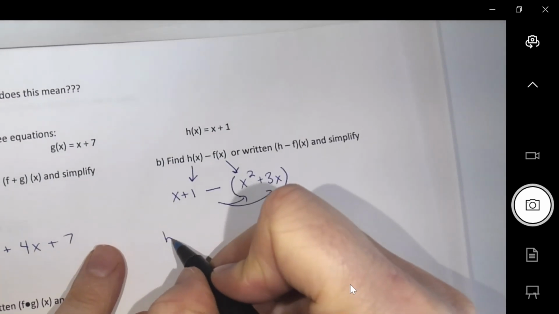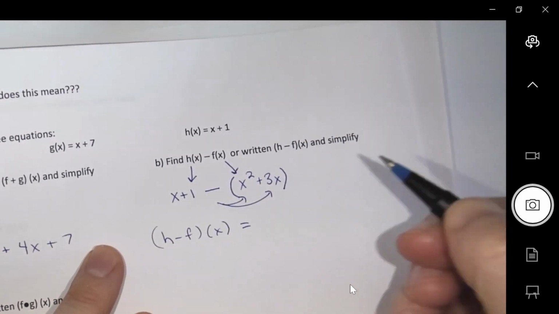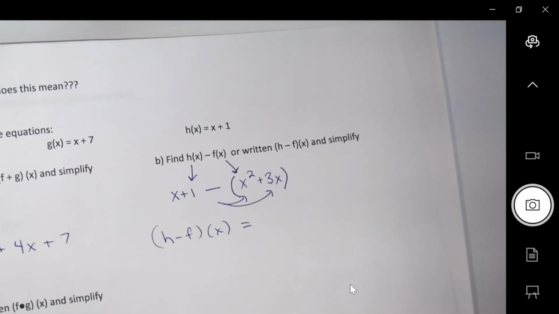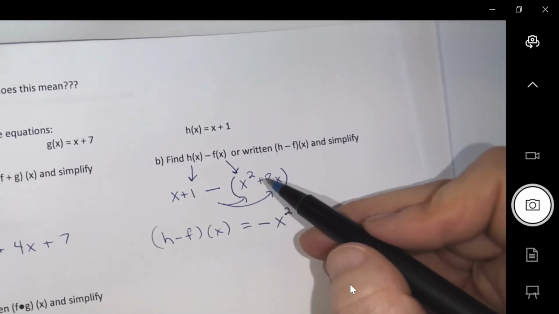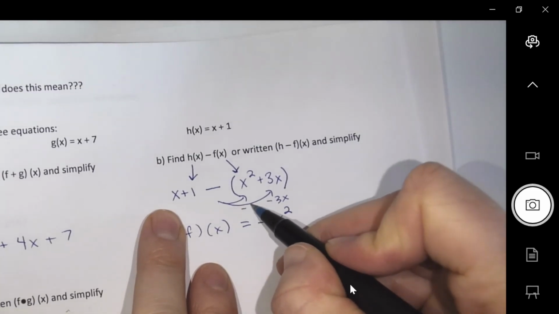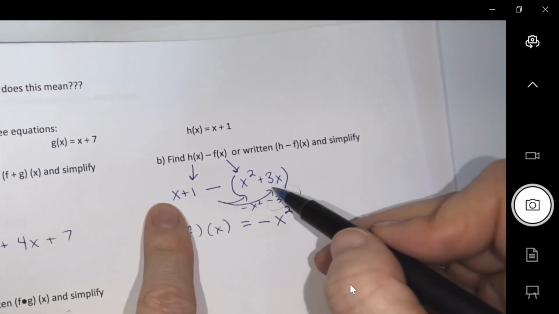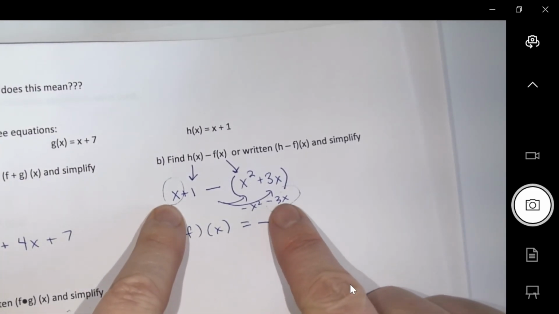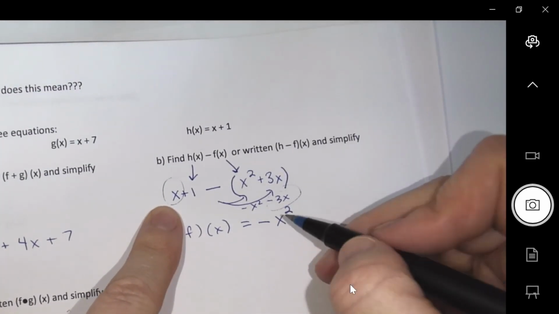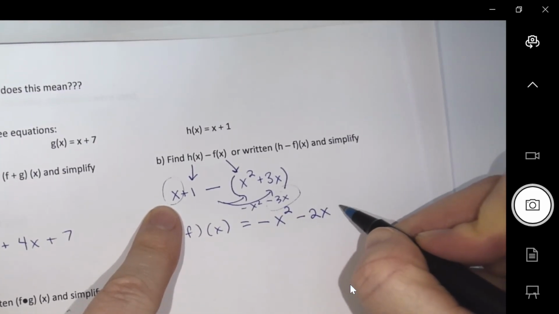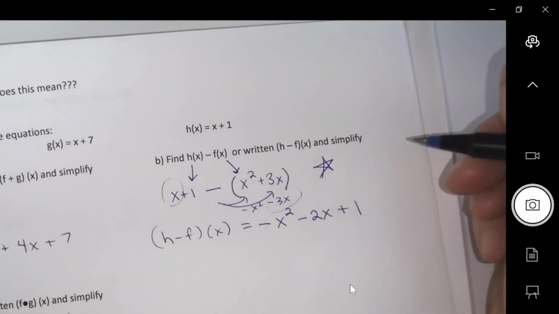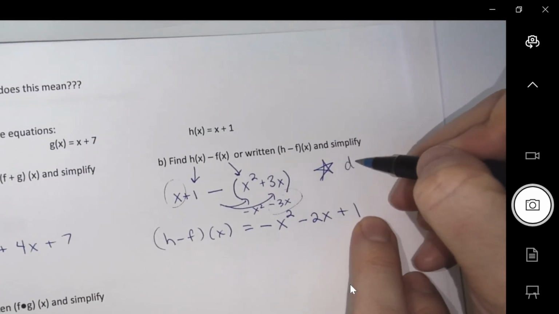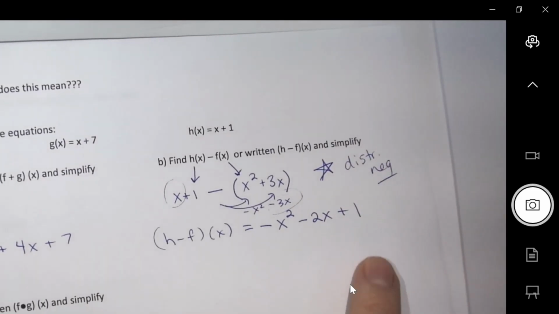Okay, so let's finalize here. H minus f of x would equal, are you okay if I put my x squared first? Negative x squared, and then I can put these terms together. X minus 3x, so that would be minus 2x plus 1, simplified. Put a star beside that. You always have to distribute the negative symbol, okay?